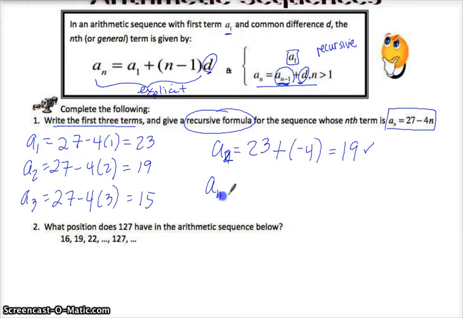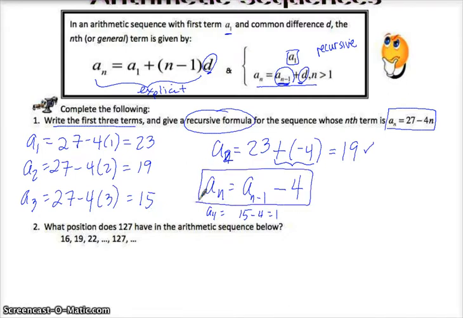So therefore, the recursive formula would be a sub n equals a sub n minus 1, whatever the former term was, plus negative 4, or in other words, we can just put minus 4. So let's try it for the 4th term. A sub 4 would be the 3rd term, which is 15, minus 4, which would be 11. So is that 4 less than that? Yes, it would work. So this right here is my recursive formula. I just have to substitute in for my common difference.